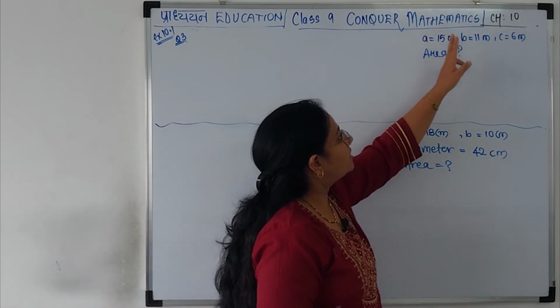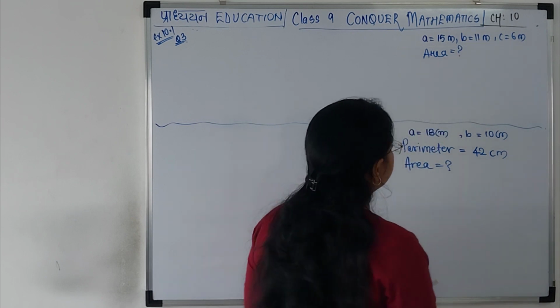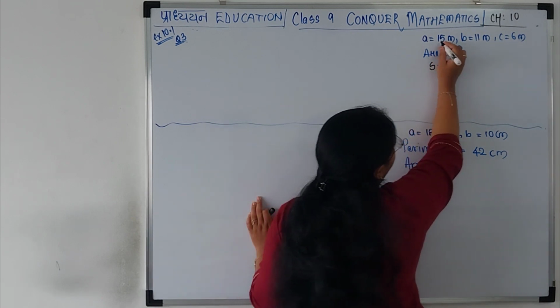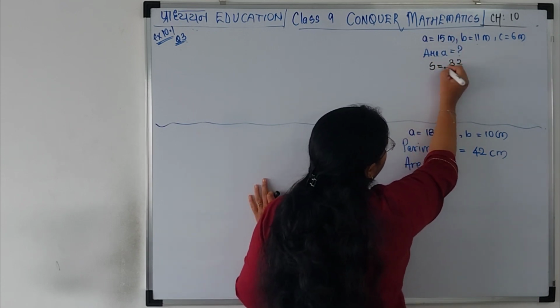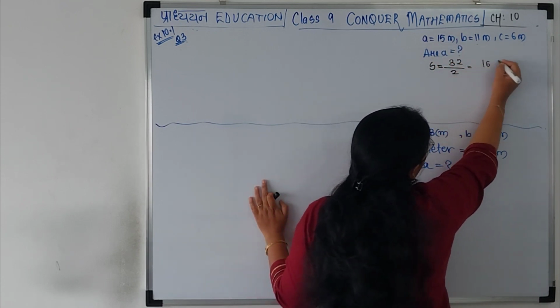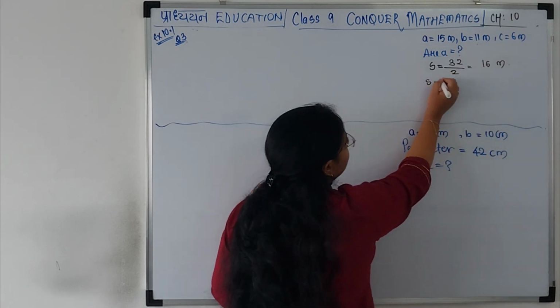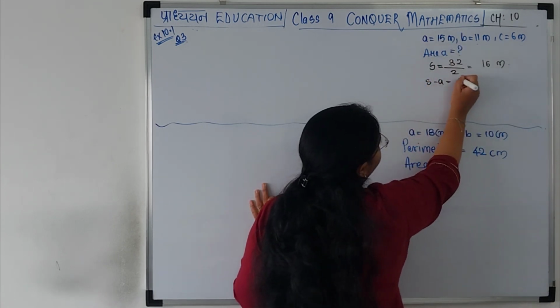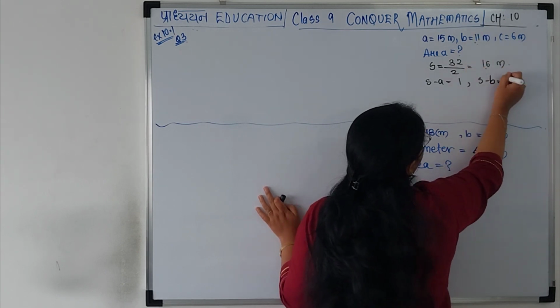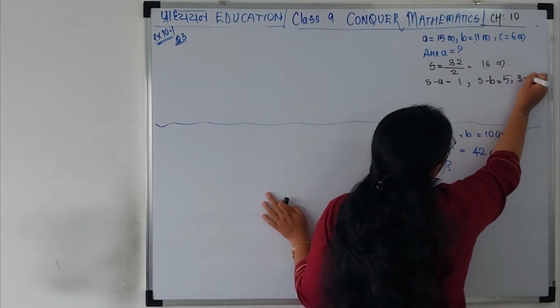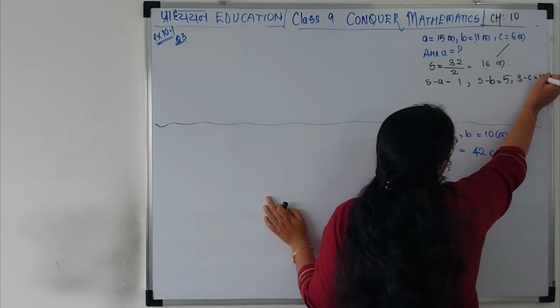Sides are A 15, 11 and 6 meters. So semi-perimeter will be equal to (15 plus 11 plus 6) upon 2, that is 15 plus 17, that is 32 upon 2, that is 16 meters. So S minus A will be equal to 16 minus 15, 1. S minus B will be equal to 16 minus 11, 5. And S minus C will be equal to 16 minus 6, 10.